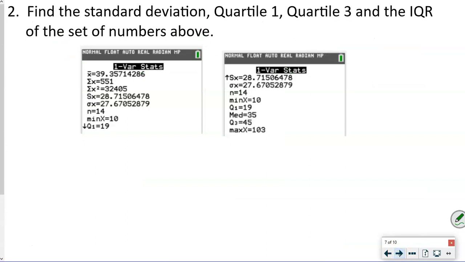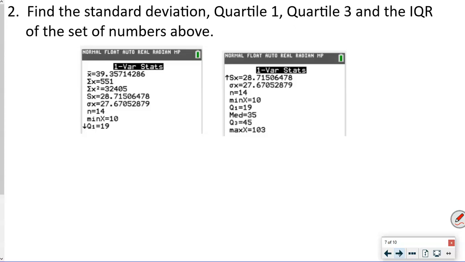So now we're going to find the standard deviation, quartile 1, quartile 3, and the IQR of the set of numbers below. So we are looking at the same data, okay? So I need you guys to pay attention here because some of y'all are pulling the wrong data point. And if you're using an app, it's giving you the wrong data, okay? So I need you guys to watch. So you're going to have to do this in your calculators.